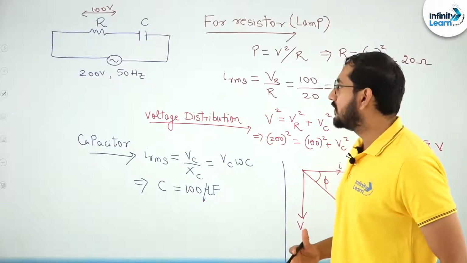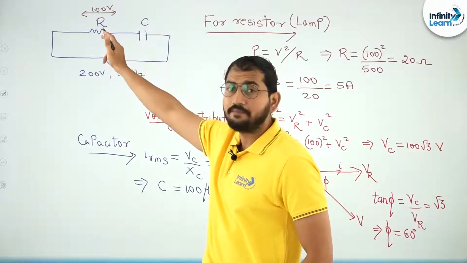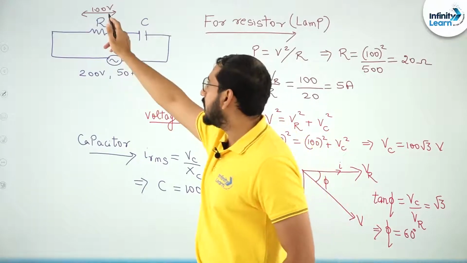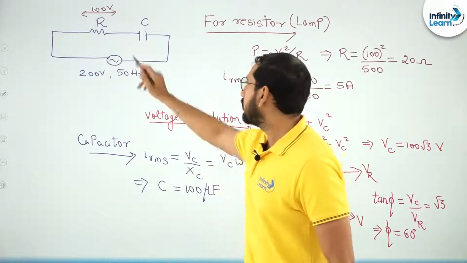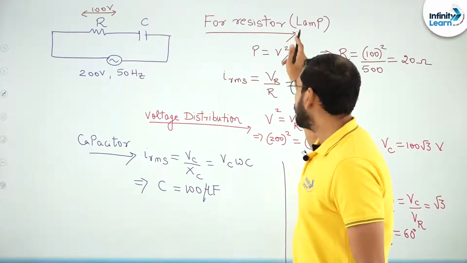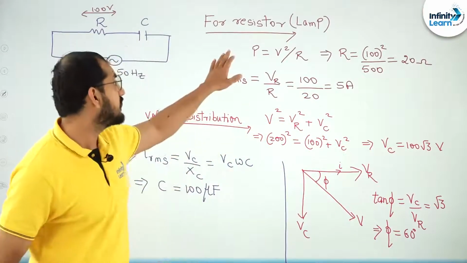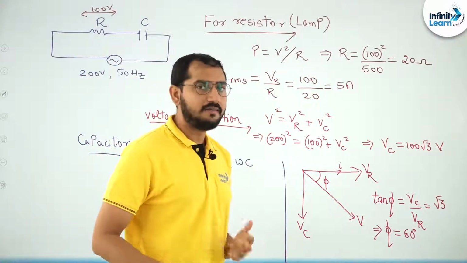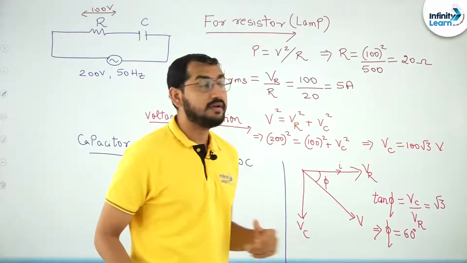Here you can see we can draw a basic circuit diagram in which I have shown a lamp in the form of resistor, capacitor, battery, and it is given that 100 volt we are getting across this lamp. Okay. So if I focus only on this resistor part, I can write down the equation of power consumed, that power is equal to V square by R. Please note that all these values are in the RMS terms only. After putting the value, I can get the value of resistance as 20 ohm.